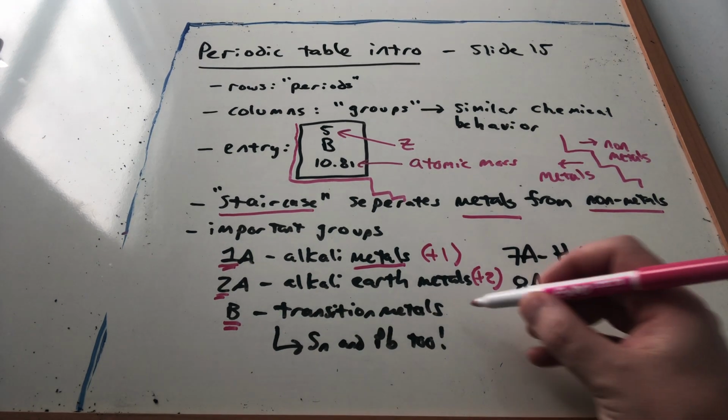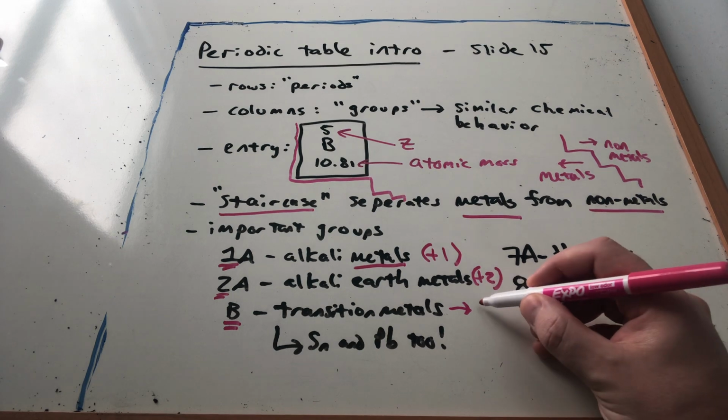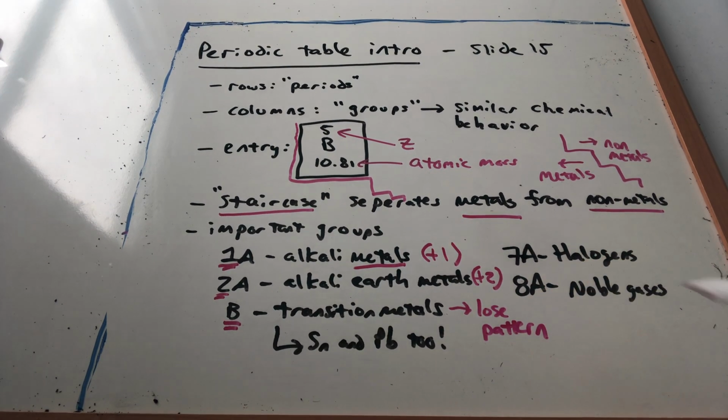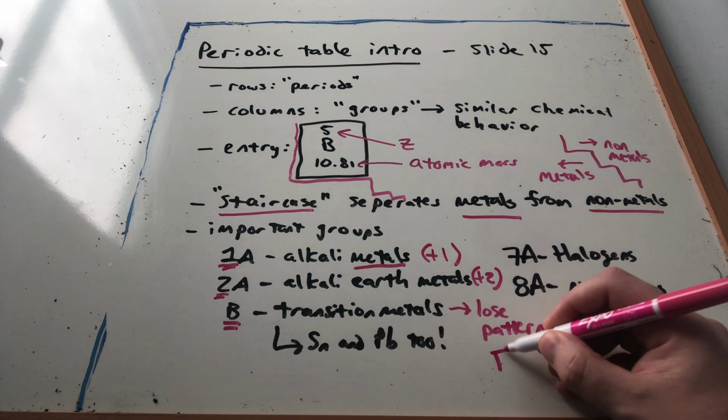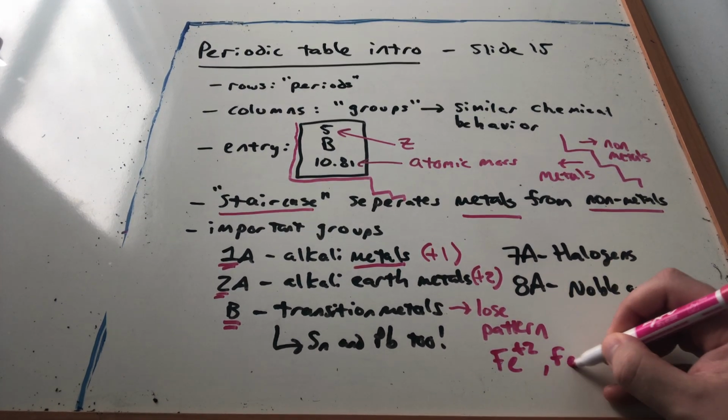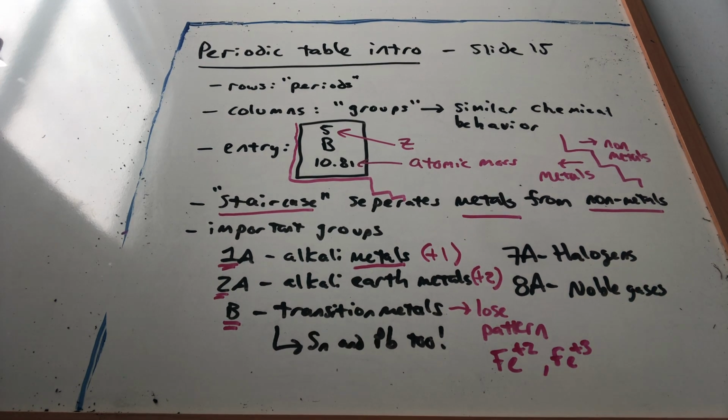And the thing about the transition metals is that we kind of lose a pattern here. There is no pattern, and in fact, one particular atom can have different charges. For example, iron is in this block, and iron is sometimes +2, and iron is sometimes +3. And that's the case for most of the metals in there, and you can get different charges.